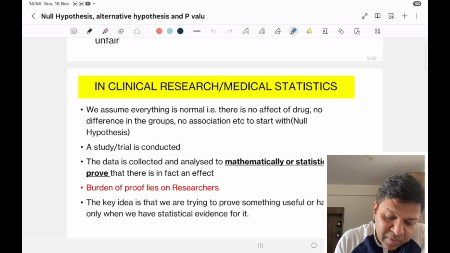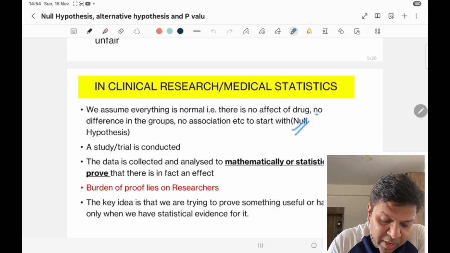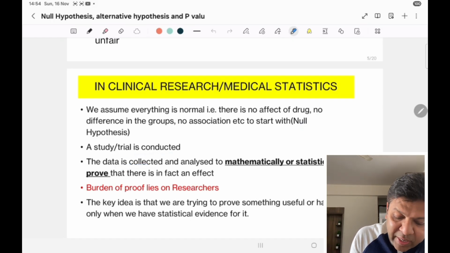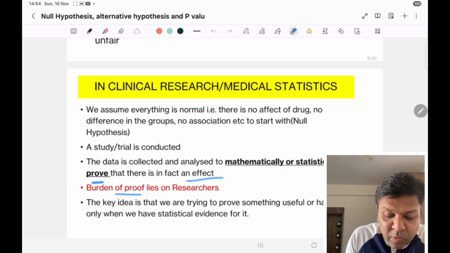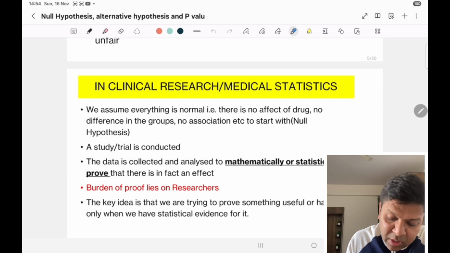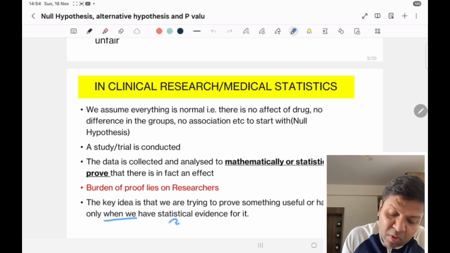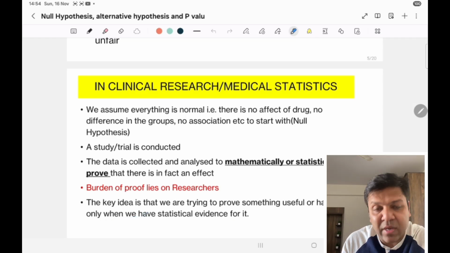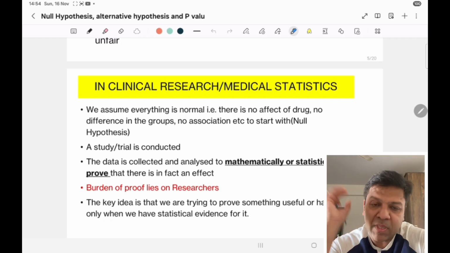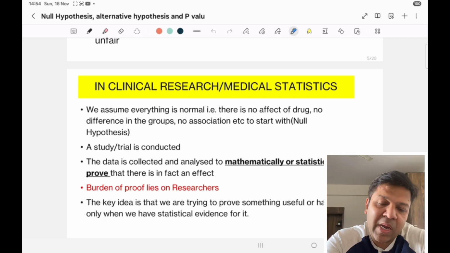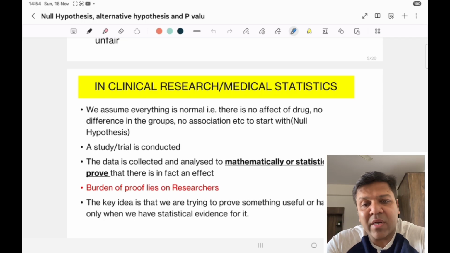So as we have discussed, we assume everything is normal or there is no effect of the drug. This is called the null hypothesis. Then a study or trial is conducted and the data is collected. And we analyze it mathematically or statistically to prove that there is an effect. The burden of proof lies on the researcher. So the key idea here is that we are trying to prove that something is useful or harmful only when we have statistical evidence for it. Without mathematical or statistical evidence, we cannot reject the null hypothesis or prove that there is an effect. So rejecting the null hypothesis means that we get statistically significant data.